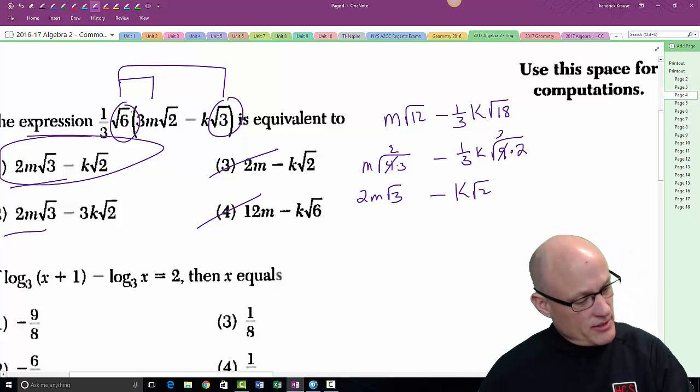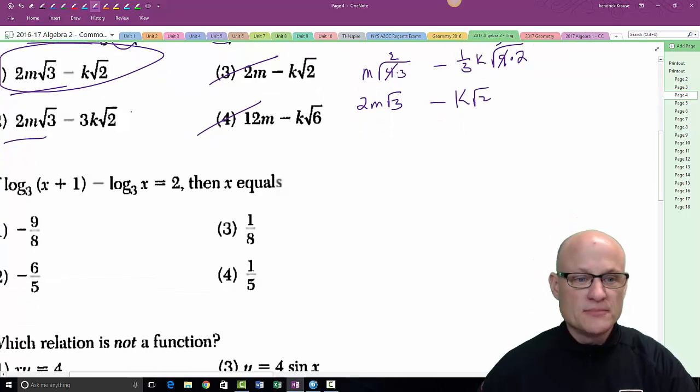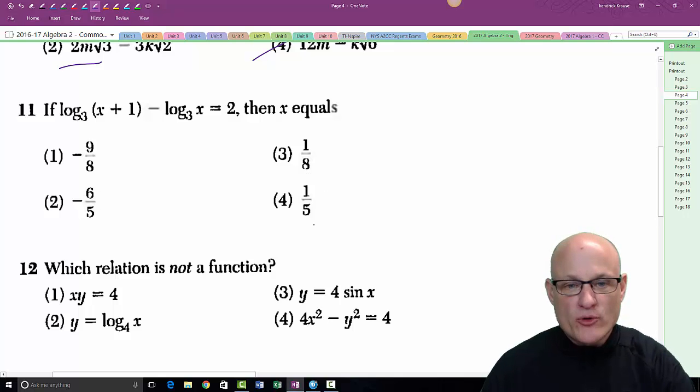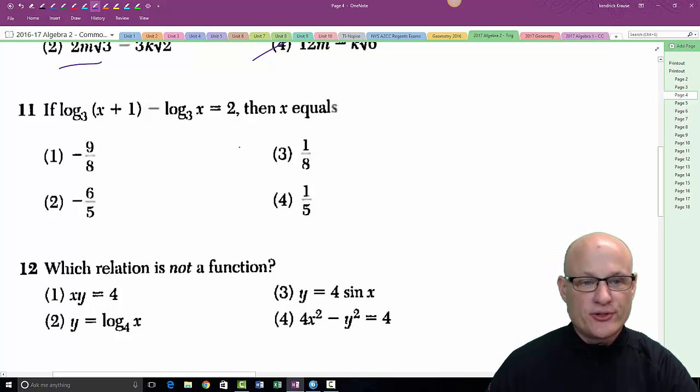Keep forgetting to look at my answers. Make sure I'm not making any mistakes. Good so far. All right. Log. Again, this is another one you could have just stowed the 4 answers and checked to see which one gives you 2. But let's do it the right way.